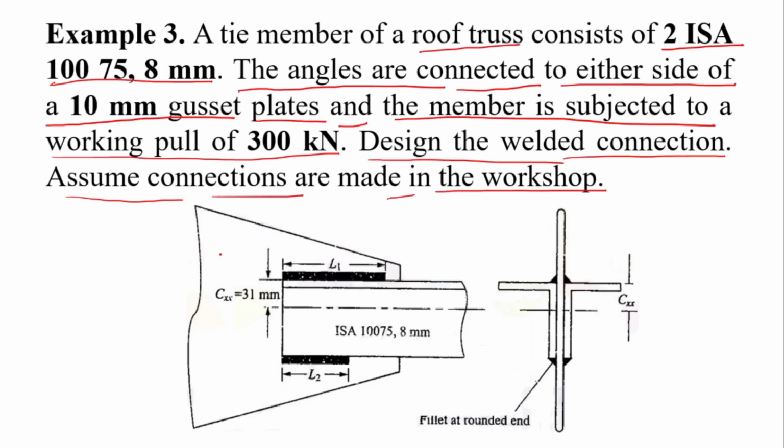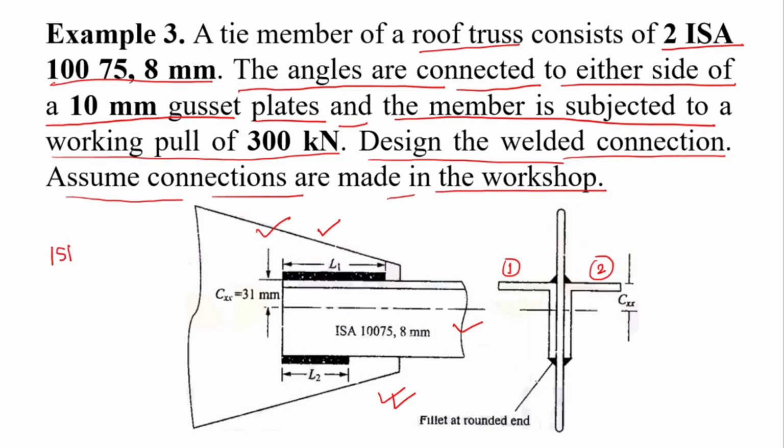See, according to the given question, I have prepared one drawing. So remember, this drawing is not given with the question. According to the question, I have drawn this drawing. Now see, this is the gusset plate and this is one angle connected in one side and the other angle will be connected to the other side of the gusset plate. And if you see the side view, this is one angle and this is the another angle which are connected to one gusset plate by welding.